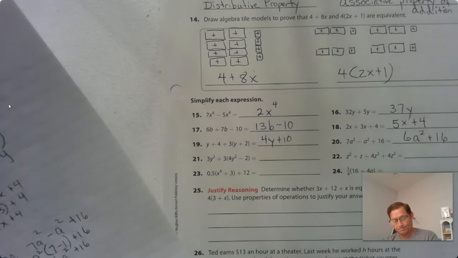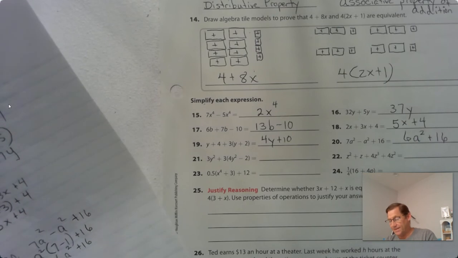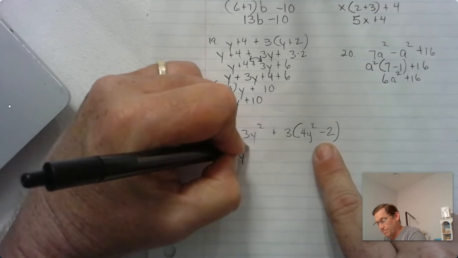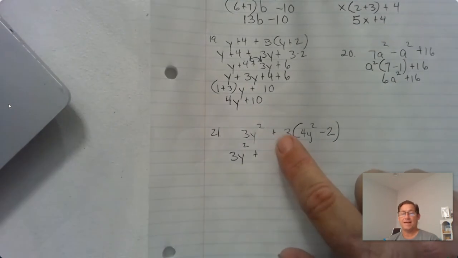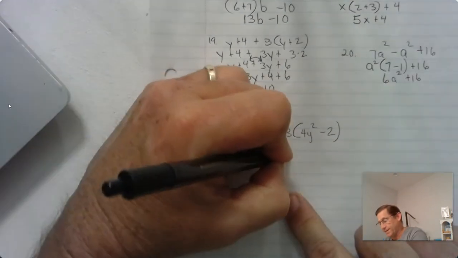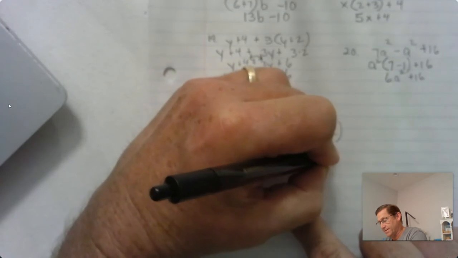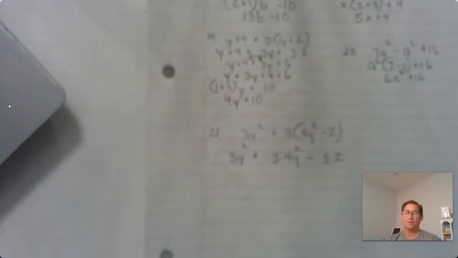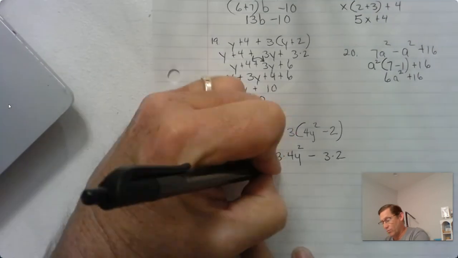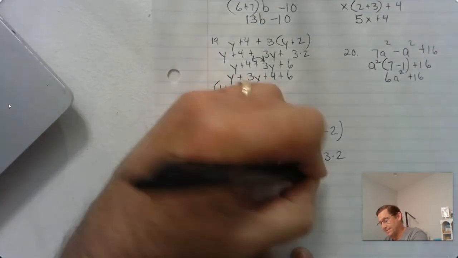21. 3y squared plus 3 times the difference of 4y squared minus 2. Okay, so this is the same as saying 3 times each of the terms in the difference. So 3 times 4y squared minus 3 times 2. So 3y squared, 3 times 4 is 12y squared minus 6.